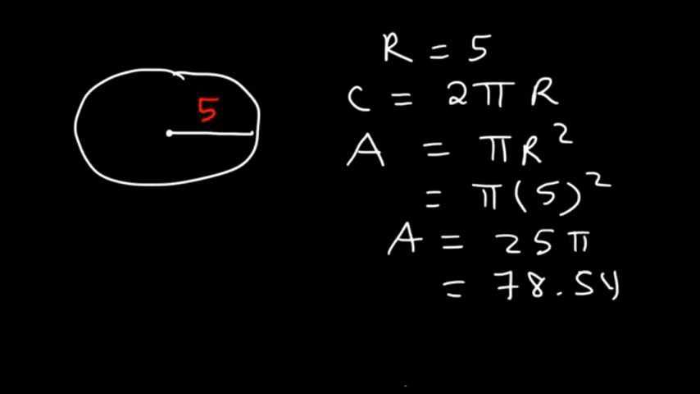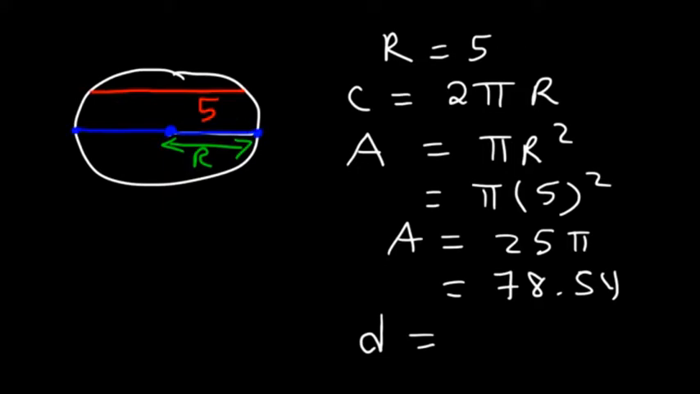Now what about the diameter? If you know the radius of the circle, what is the diameter? So the radius is the distance between the center of the circle and any point on the circle. That's the radius. The diameter also passes through the center of the circle, but it's a distance from one edge of the circle all the way to the other edge, and it always has to pass through the center of the circle.